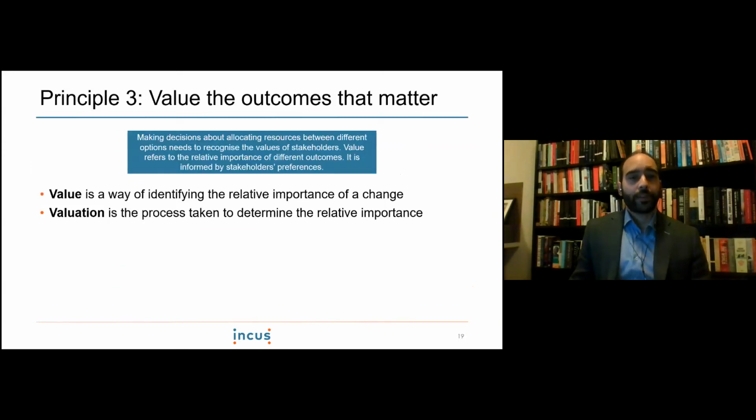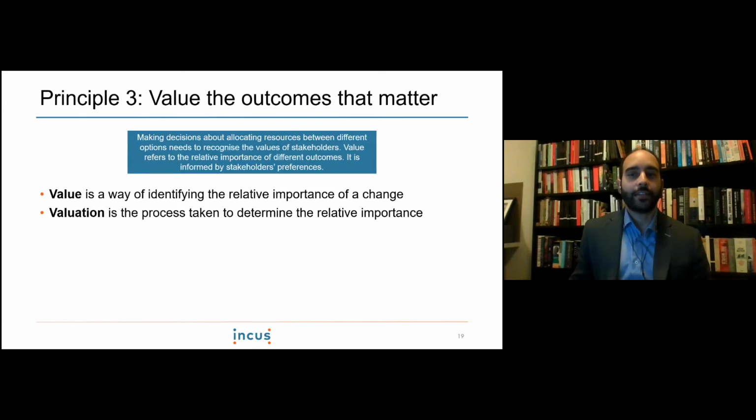So principle 3, which is value the outcomes that matter. The definition there talks about making decisions about allocating resources between different options, and that needs to recognize the values of stakeholders. Social value refers to the relative importance of different outcomes, and it should be informed by stakeholder preferences. So when we speak about value, it's identifying the relative importance, and the term valuation is the method that we're going to use to determine that relative importance.